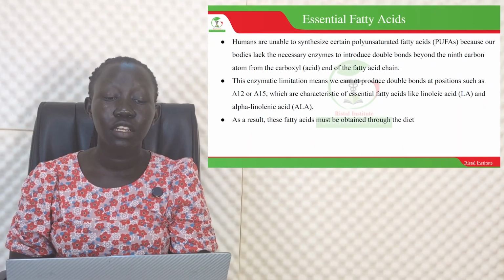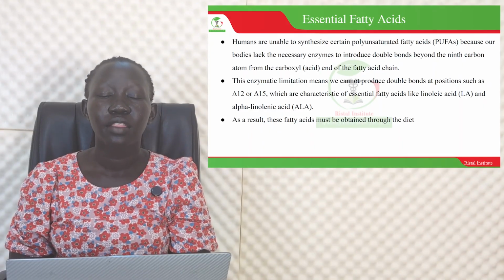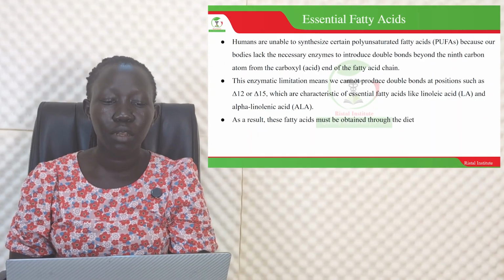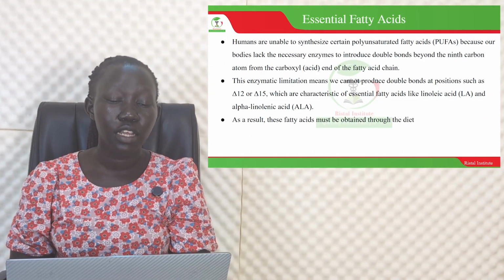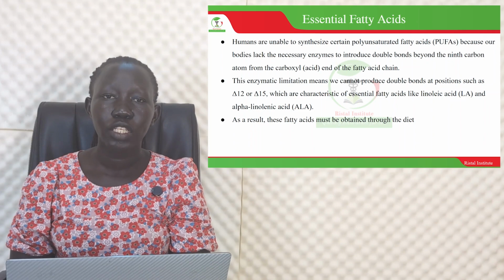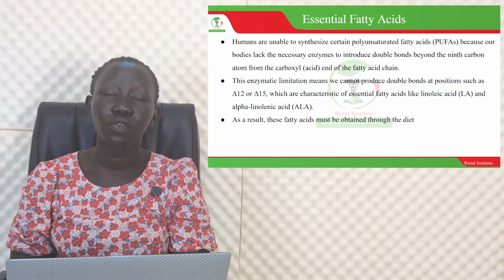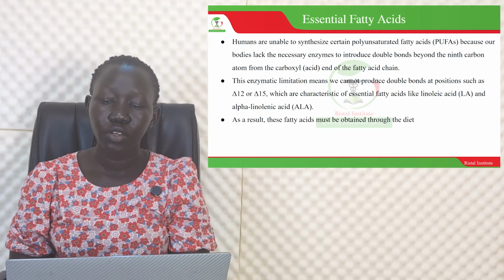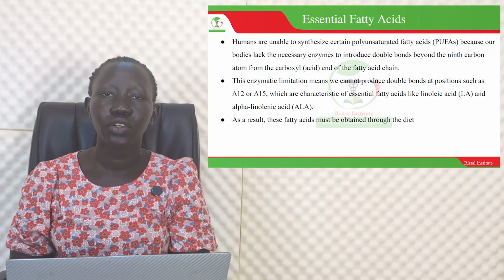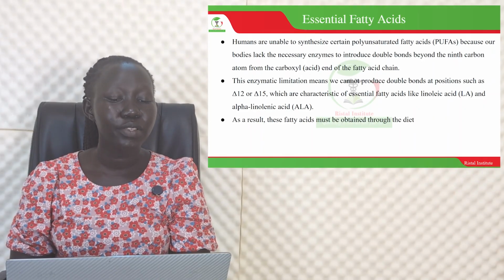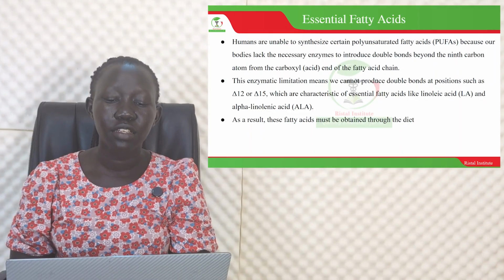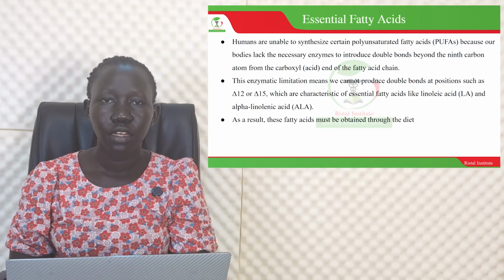And this enzymatic limitation simply means that we cannot produce double bonds at positions such as delta 12 or delta 15, which are very characteristic of the essential fatty acids. For example, linoleic acid and alpha-linolenic acid. And as a result of this, these fatty acids must be obtained from the diet. That's why they are called essential fatty acids.